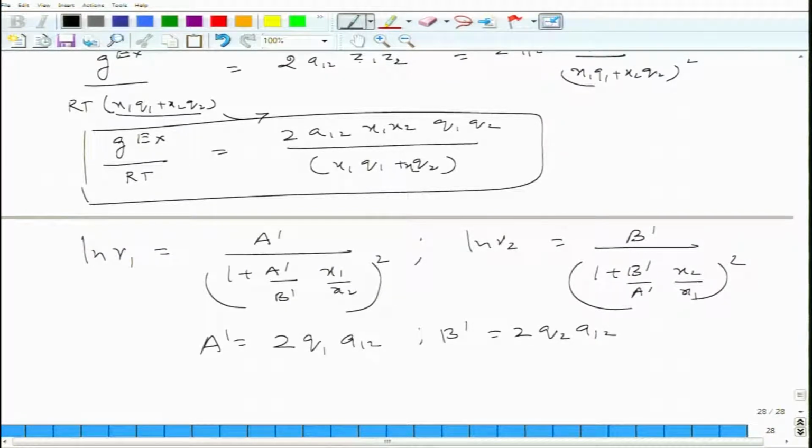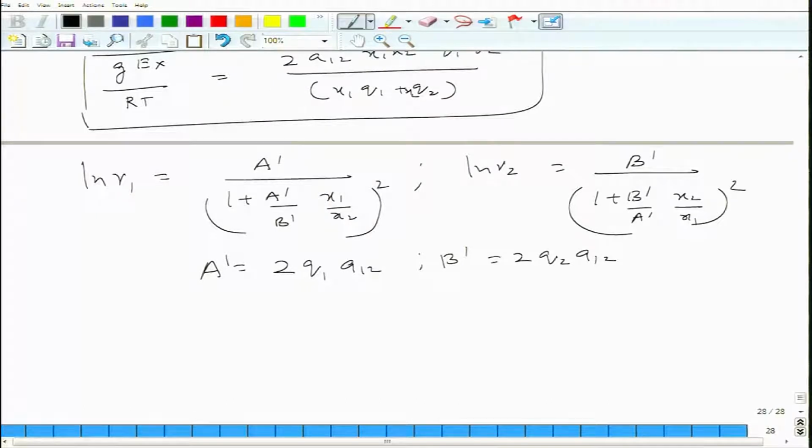Now, we need to use some kind of experimental data to obtain A dash or B dash. Usually dilute solution information is available from experimental data. So, if you use that information from the experimental data, then A dash by B dash is nothing but Q1 by Q2. And how do you get the A dash here?